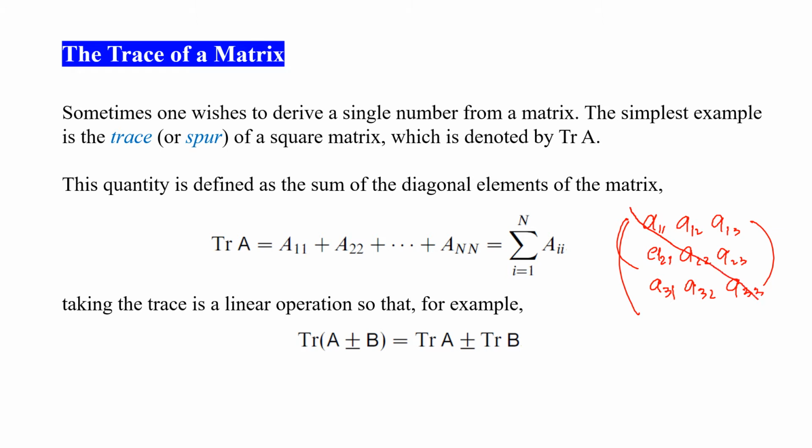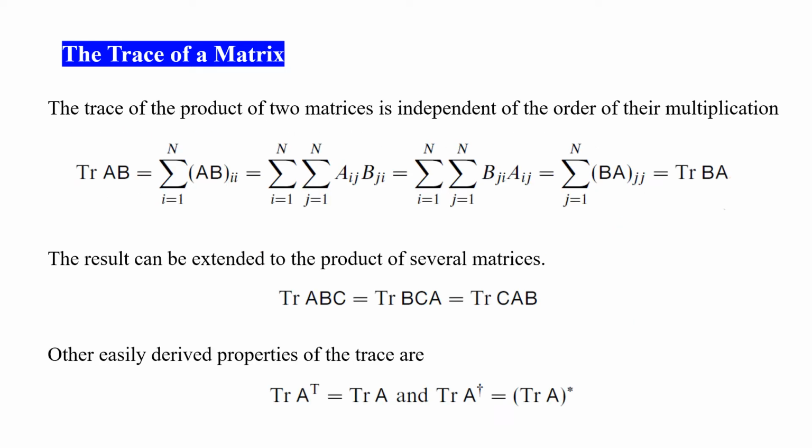Okay. Taking the trace is a linear operation, so that, for example, the trace of A plus B, or the trace of A minus B, is equal to the trace of A plus or minus the trace of B. The trace of the product of two matrices is independent of the order of their multiplication.